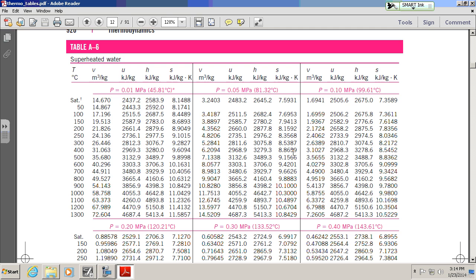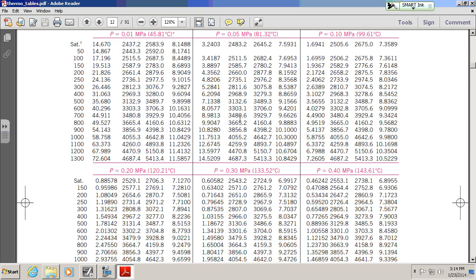So I've got a bunch of little tables here. I've got a table for 0.01 megapascals, 0.05 megapascals, and a table right here for 0.1 megapascals. By the way, 0.1 megapascals is 100 kilopascals, pretty much our atmospheric pressure. Notice the boiling point is 99.61, 100 degrees Celsius basically. That's superheated.